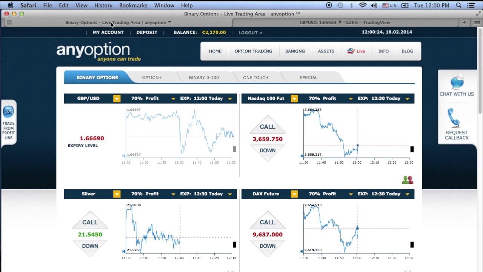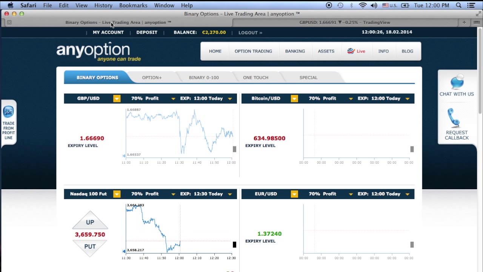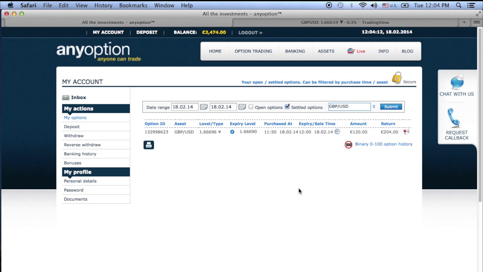Okay, so the trade has expired, and it has expired as predicted in the money. And I have made a return of $204. So let's recap on what we did. We determined the trend in an underlying asset from looking at the stock graph inside the anyoption trading area. We then used a 5-minute candlestick chart to determine the strength of the trend and to identify the line of resistance. As this underlying asset was on a downtrend, we took our put position once the underlying asset drew near to the line of resistance.